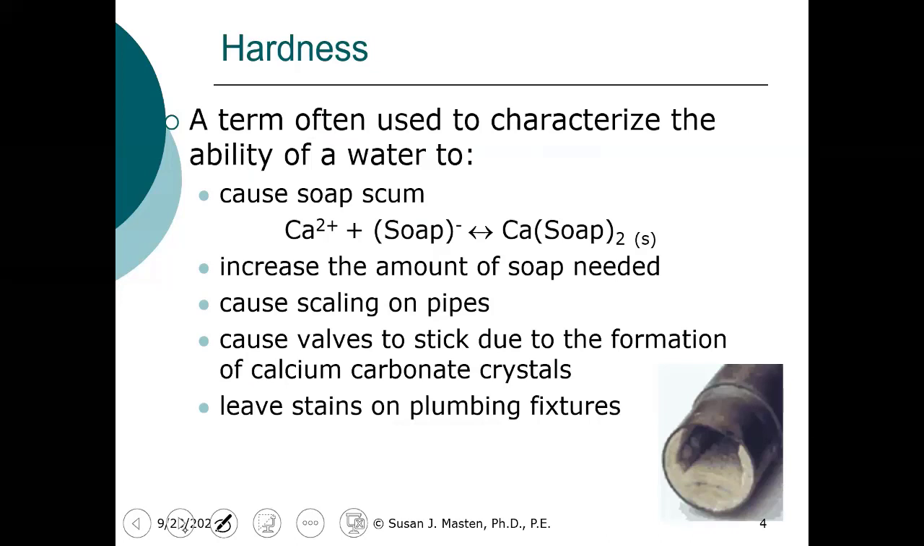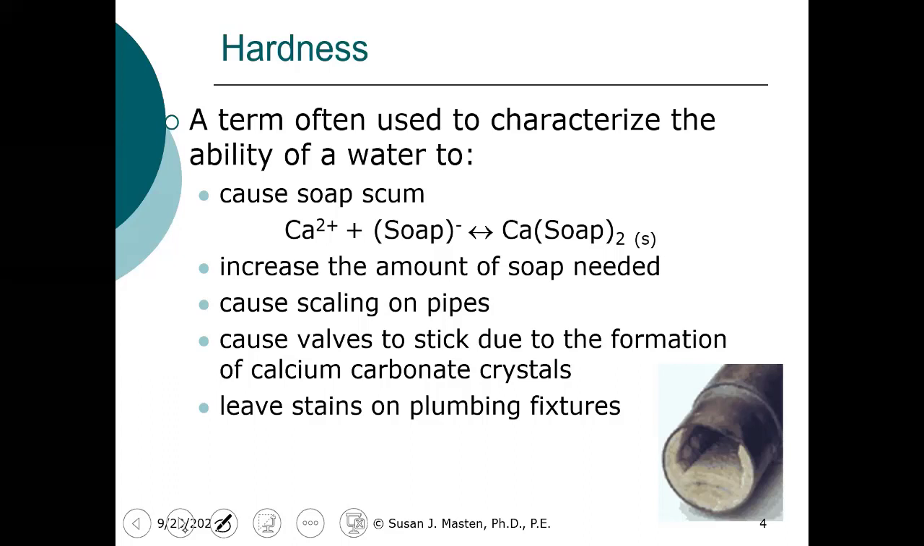So let's look first at hardness. Hardness is a term that's used to characterize the ability of the water to cause soap scum. Those of you living in res halls may find that the water is extremely hard. Where it's extremely hard, it's predominantly due to the presence of calcium and magnesium. These are naturally occurring minerals present in the aquifer materials, but they just slowly dissolve into the groundwater. And the problem with these is they increase the amount of soap that's needed.